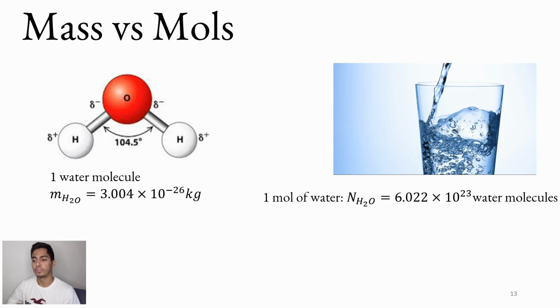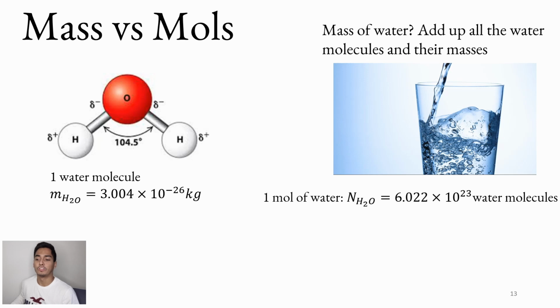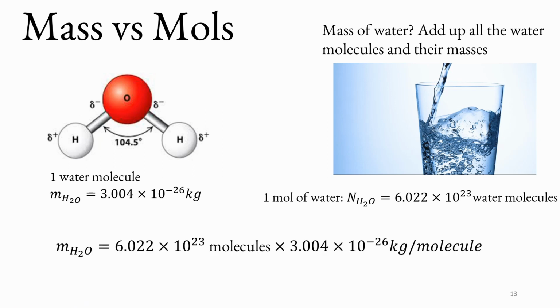Okay, so 1 mole of water is going to be 6.022 times 10 to the 23rd. That's a number. So how do we calculate the mass of the water? All we have to do is multiply the mass of one water molecule times the total number of water molecules. In 1 mole of water, that's going to be 6 times 10 to the 23. Memorize that. It's Avogadro's number times 3.004 times 10 to the minus 26 kilograms per 1 molecule. So 1 mole of water is 1.8 times 10 to the minus 2 kilograms, or 18 grams.